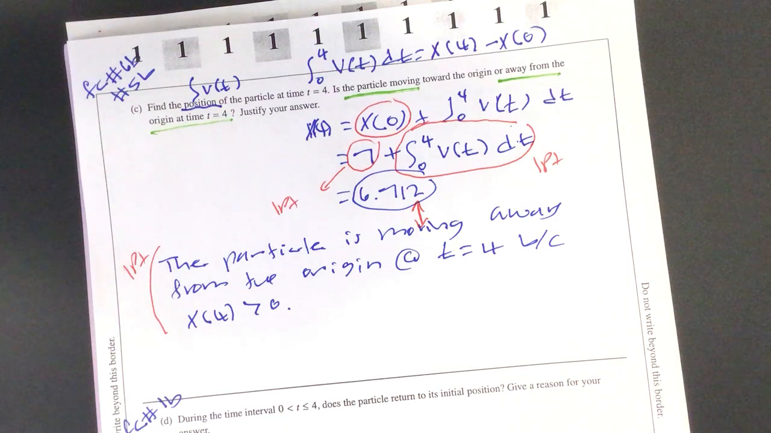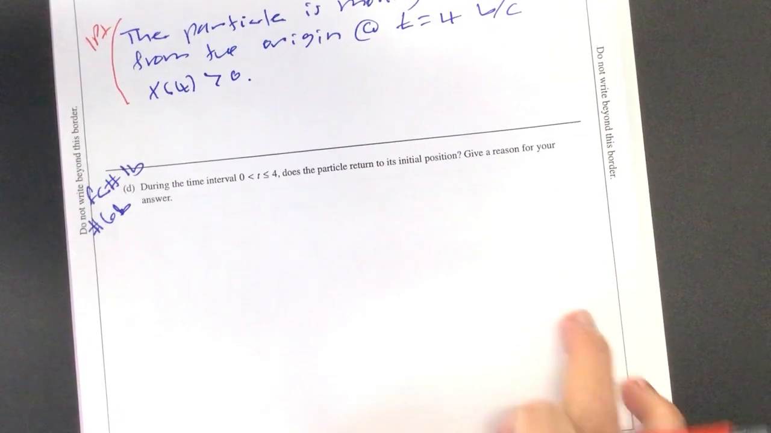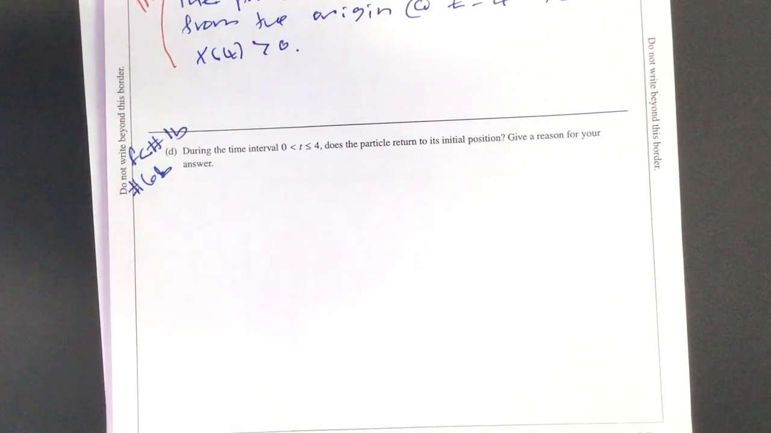Part D is going to use our flashcard number 6B again. Okay, Molly, go ahead and read that piece. During the time interval 0 is less than t is less than or equal to 4, does the particle return to its initial position? Give a reason.